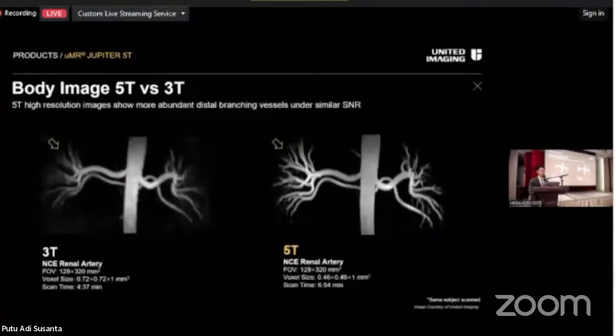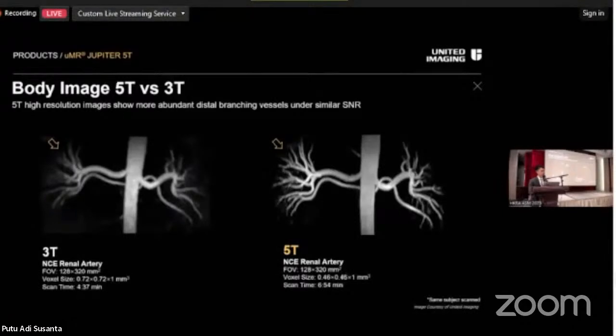Here is another MRA example, which is renal MRA. Here we are using an inversion recovery based balanced SSFP acquisition to look at the renal artery branches on 3 Tesla and 5 Tesla. As you can see, with better spatial resolution, we can see more distal vessels and better.